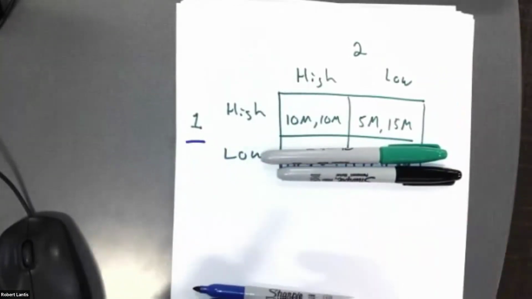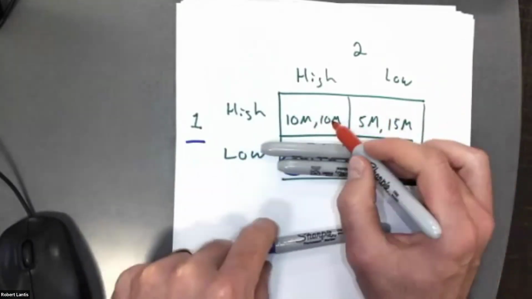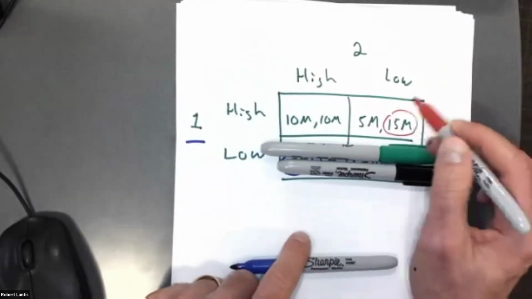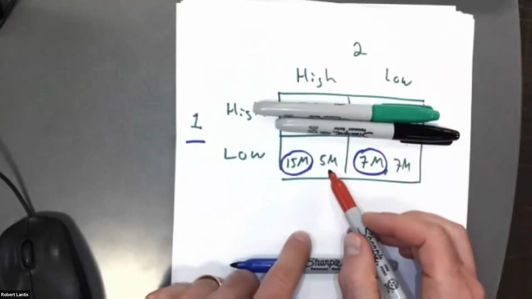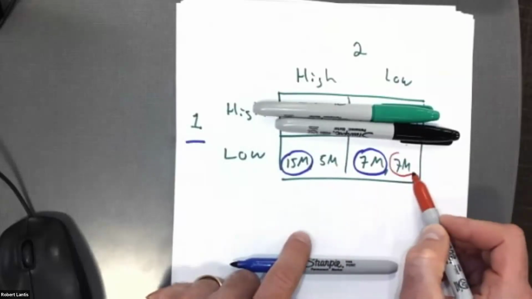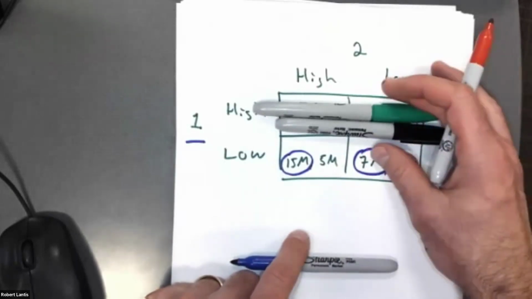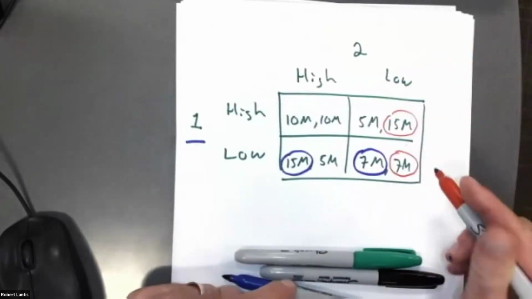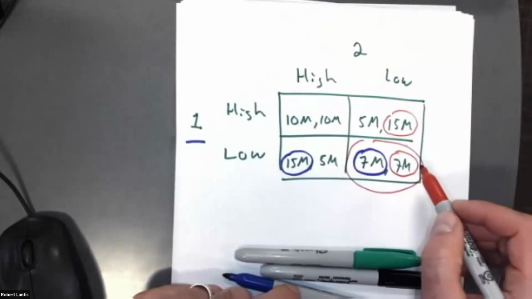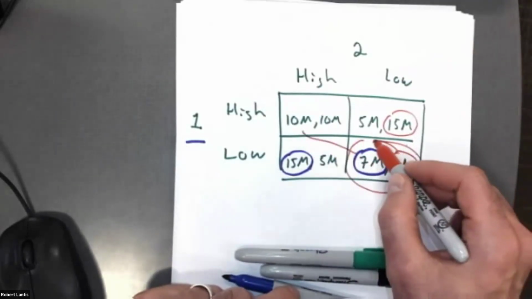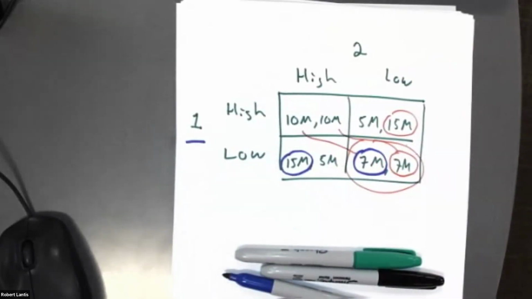Right. If person 1 sets a high price, what should person 2 do? Set a low price. If person 1 sets a low price, what should person 2 do? Set a low price. Okay. So what are we ending up with? A Nash equilibrium where we both set a low price. It's an example of a prisoner's dilemma because we both could be better off.